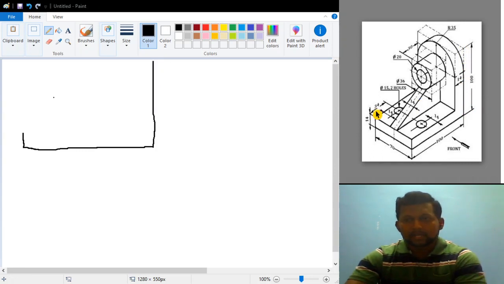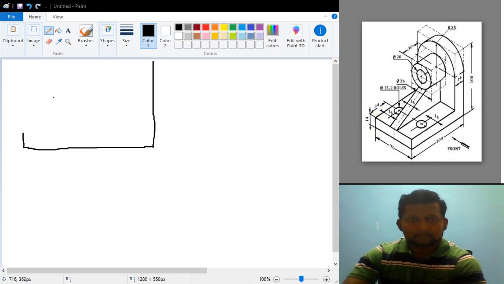I think we should not draw this entire 100 mm.